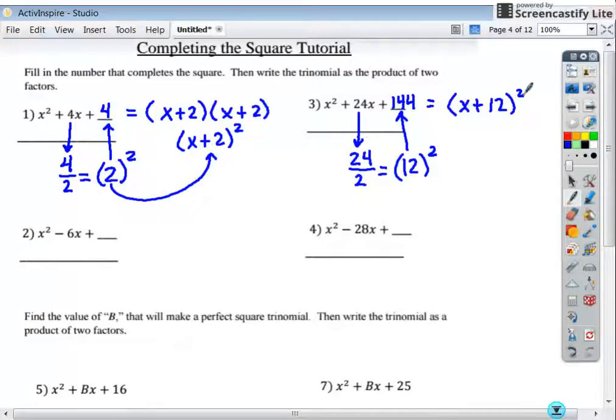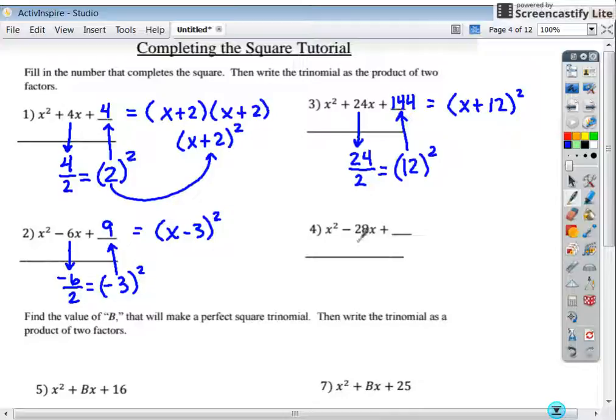Now taking a look at number 3, same process, take the number in front of x, divide it by 2, and then square that number. So we're going to put a 9 on the blank. Now writing this as the product of two factors, we have x. Now this time it's a negative 3 inside the parentheses, so we put minus 3 and then square that.